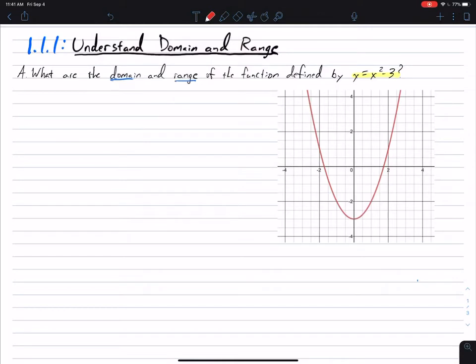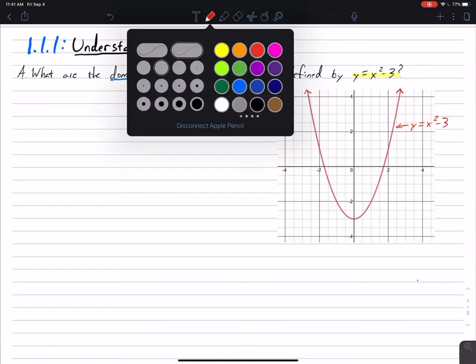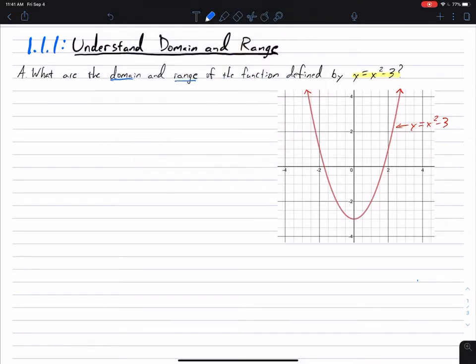Now, the graph we have here should have arrows because this graph is going to continue forever. This graph represents y equals x squared minus 3. First thing we want to look at is the domain. I want to talk about what domain is. In this section, there's going to be a lot of terminology, a little less calculating and a lot more vocabulary: what the words mean and what we're going to do with them.